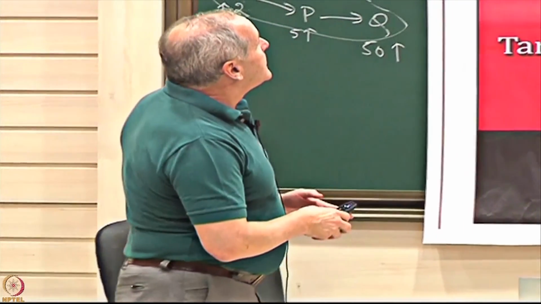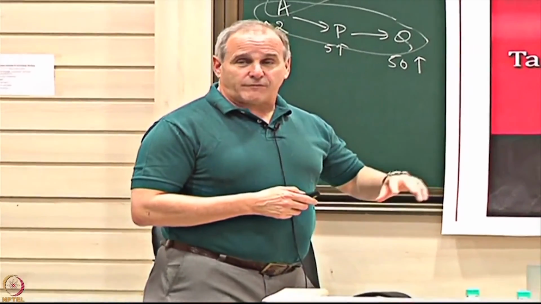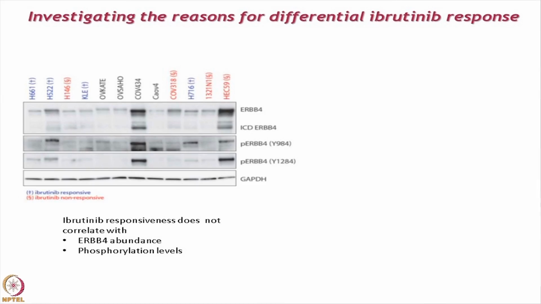All right, so we looked at the tumors that we had and we looked to see if we could figure out what was different between the sensitive tumors and the resistant tumors. The responsive tumors are in blue, right? And then the resistant tumors are in red. And so looking at ERBB4 levels, you really couldn't see anything different. Even phospho-ERBB4, not really an obvious difference.